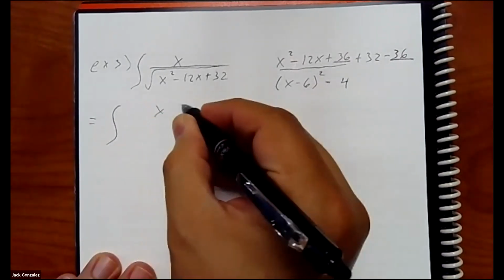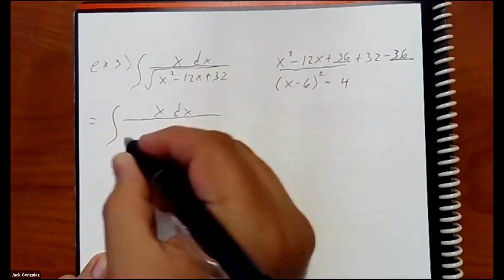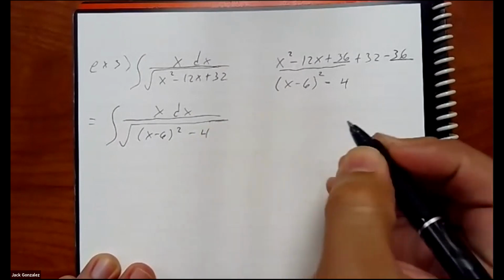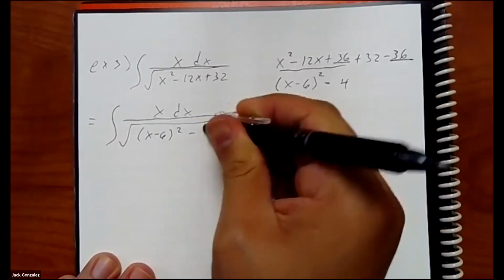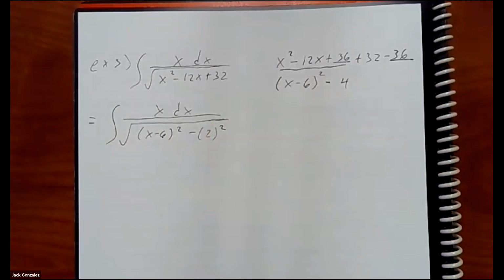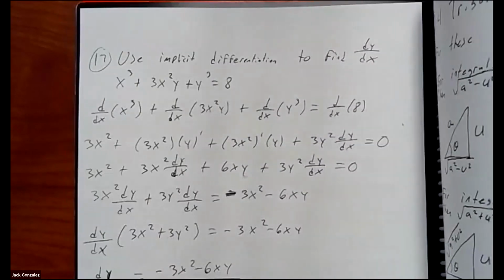Now this will be x minus 6 squared minus 4, which is really 2 squared. So now it's in that form. Which technique should we use? Yeah, I think it's 3. Oh, well, the secant one, right? Number 3. Yeah.